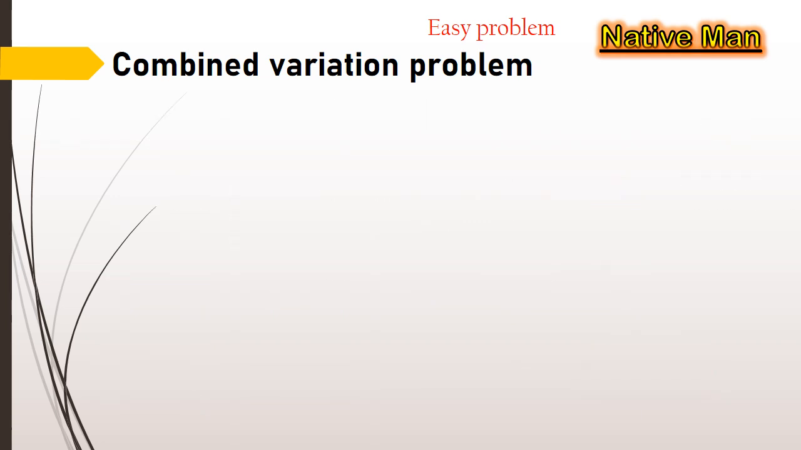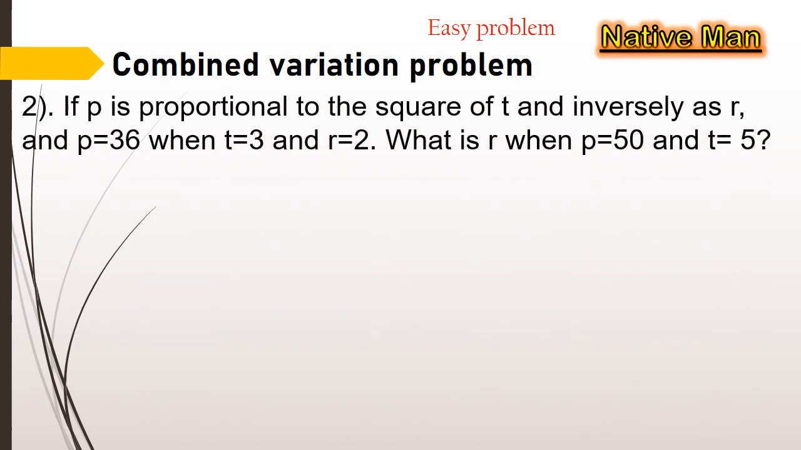Okay, second example. If p is proportional to the square of t and inversely as r, and P is equal to 36 when T is equal to 3 and R is equal to 2, what is R when P is equal to 50 and T is equal to 5? Okay, again, andito na naman yung word natin na square. So, square of T. So, simple lang yan. T square lang po yan.